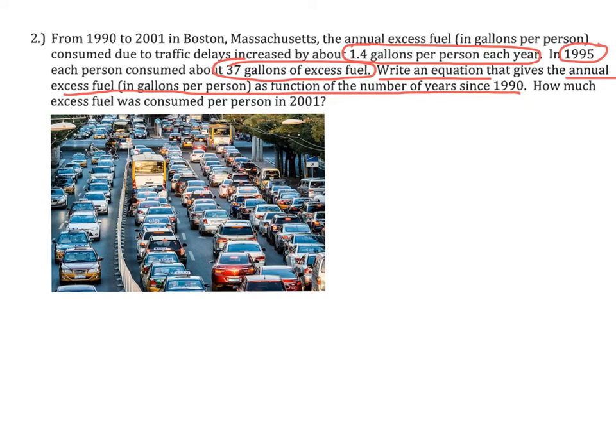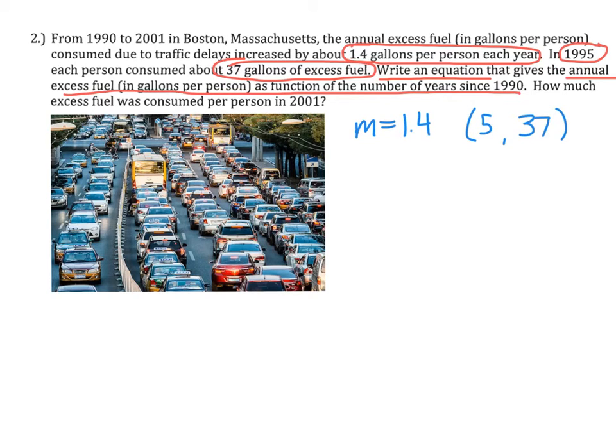I also have a data point from this information right here. So I know that my slope, m, is 1.4, and I know that my data point, and we're doing years since 1990, so I'm going to put 5 for the number of years, and the output for that is 37. After 5 years, the amount of excess fuel consumed is 37 gallons.